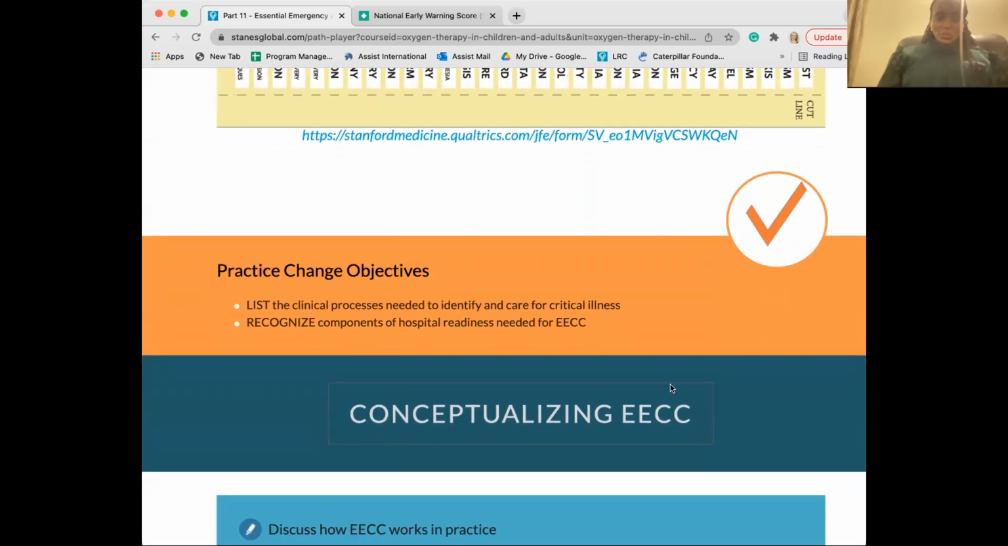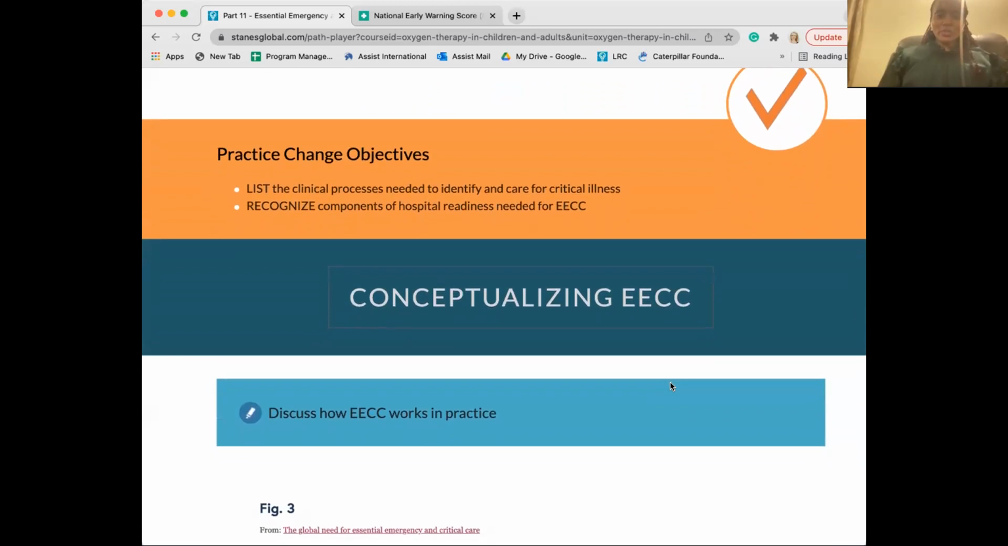So, practice change objectives. We want to list the clinical processes needed to identify and care for critical patients, and recognize components of hospital readiness needed for EECC. So here we want to try and conceptualize this EECC, essential emergency critical care, and discuss how EECC works in practice. I don't know if someone is ready to say something about their facility, on how their critical unit works, or how they manage critical care patients. Anyone?